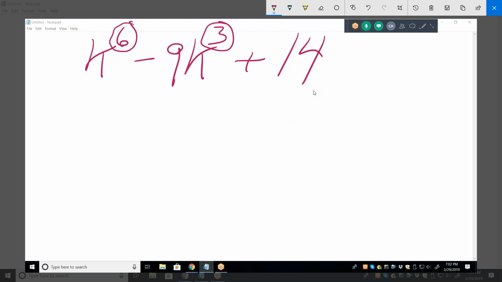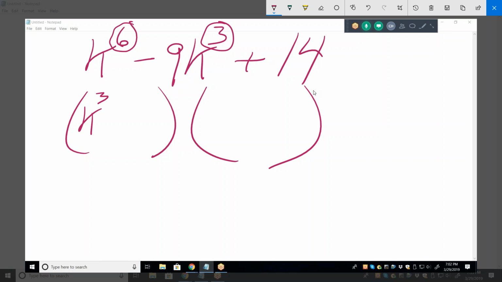The most straightforward way is to split the k's up. Split the k to the 6th up. That's what I should have said. So that would be k cubed times k cubed. That's one possibility. It could also be k to the 4th times k squared. But, going on the premise that we're going to use the two closest factors, 3 and 3 are closer than 4 and 2.